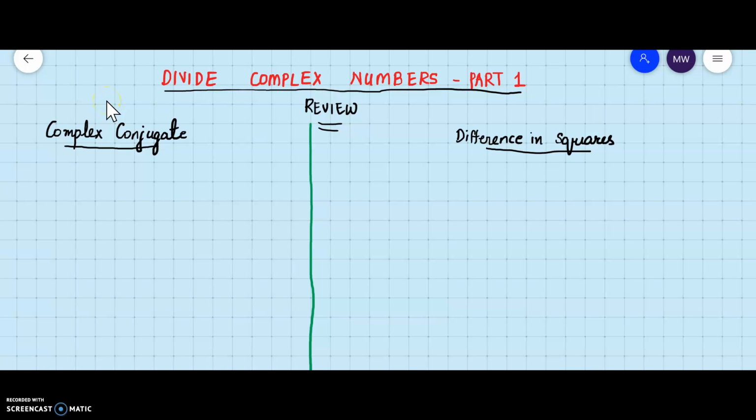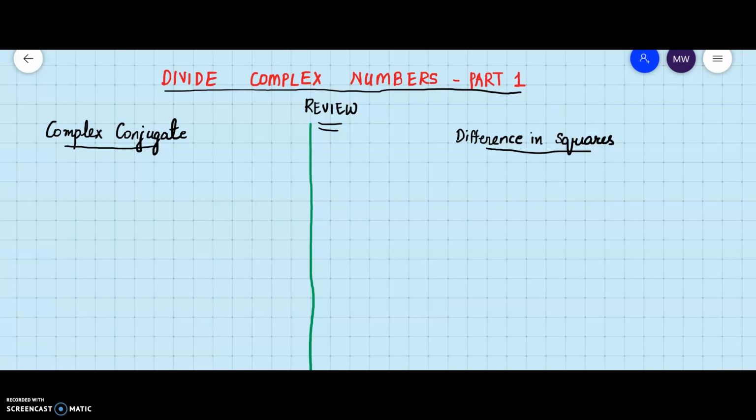We're going to discuss how to divide complex numbers, and this is part 1 of the video. In part 1, we're going to first talk about two skills that we need to review that we actually use to divide complex numbers. So we need to know these two things up front before we can divide complex numbers. Hi, in this video we're going to talk about how to divide complex numbers.